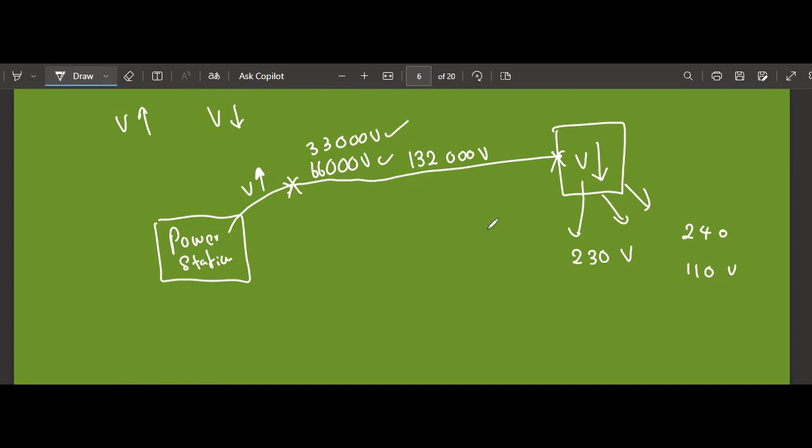Let's see how the transformer is working. In a transformer, what you have is an iron core.